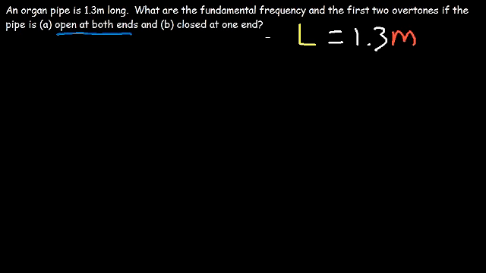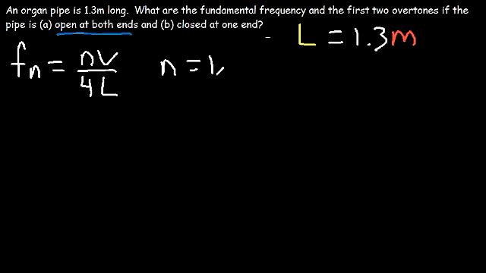Now what if the pipe is closed at one end? What is the equation to find the fundamental frequency? If it's closed at one end, you want to use this equation. Fn is equal to n times V divided by 4L. Now keep in mind, if it's closed at one end, we can only use odd numbers for n, no even numbers. So the fundamental frequency is F1.